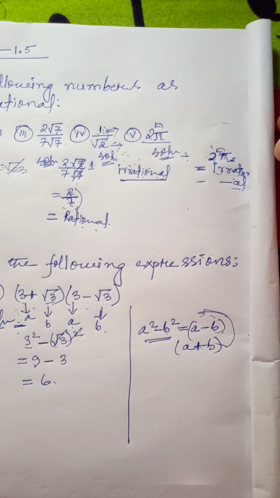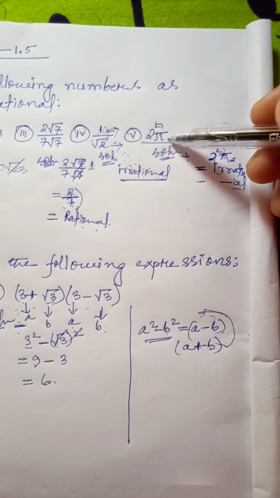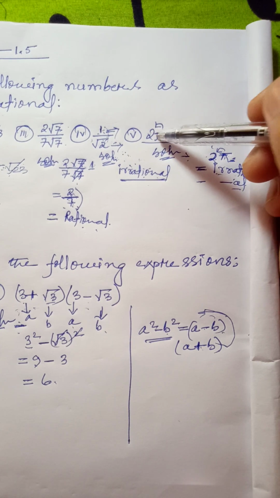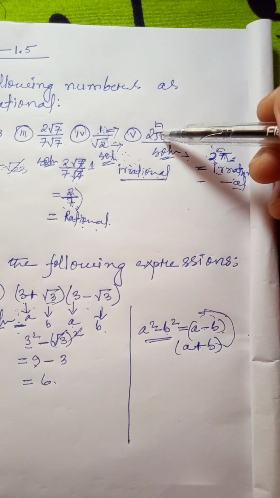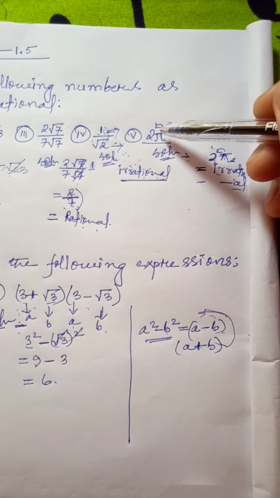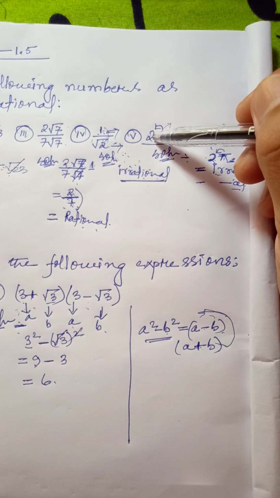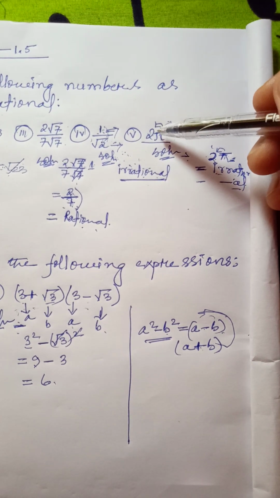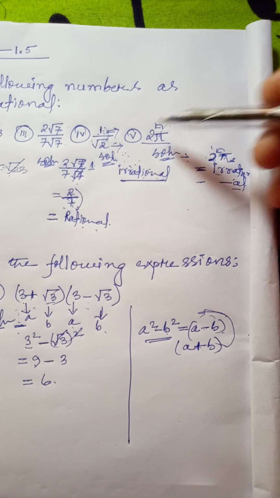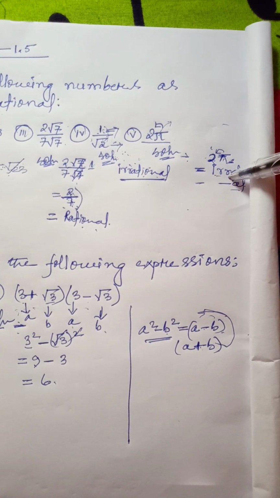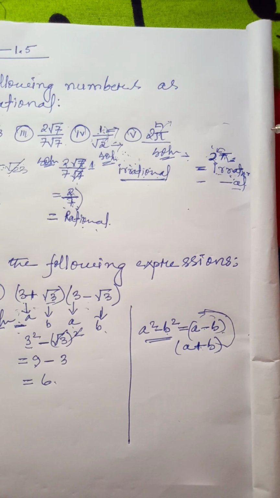All right, then let us move to Roman number 5. In Roman number 5, what do we have? That is 2 pi. So pi is an irrational number, and 2 is a rational number. If we multiply a rational number with an irrational number, then we will get an irrational number.